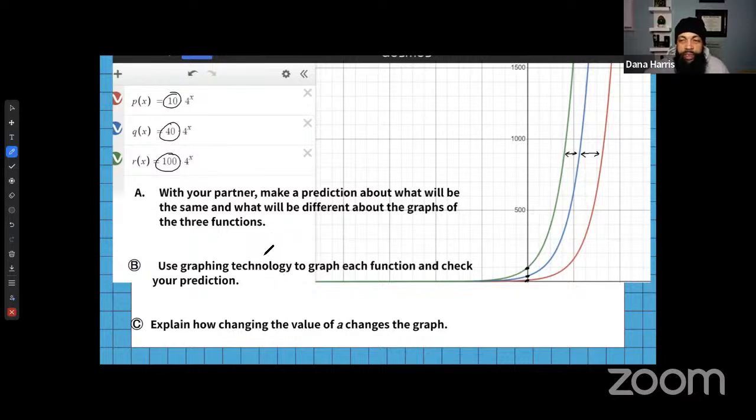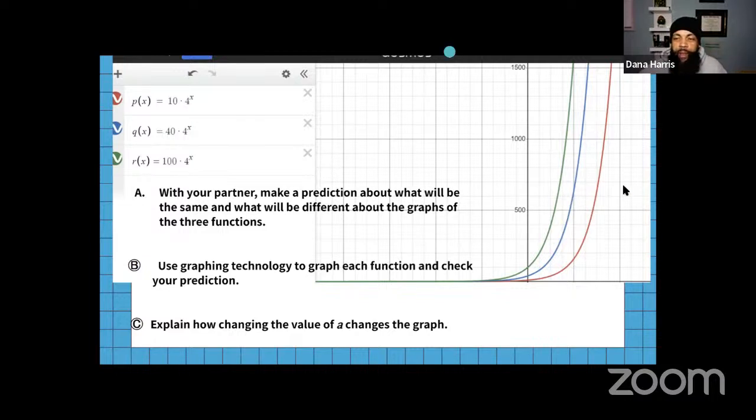So we can see that when we change A, A changes the y-intercept of the graph. Very, very important information. It's going to make it go up or down on the y-axis, okay? Let's go on to the next one.